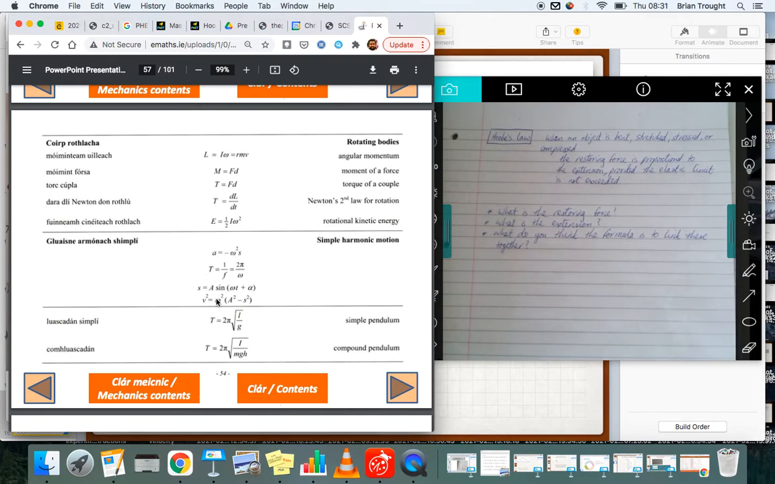The other formula that you're going to see on page 54 is this one. T is 2 pi square root of L over G. And there's a mandatory experiment on that, the simple pendulum experiment, and the simple pendulum is executing simple harmonic motion.